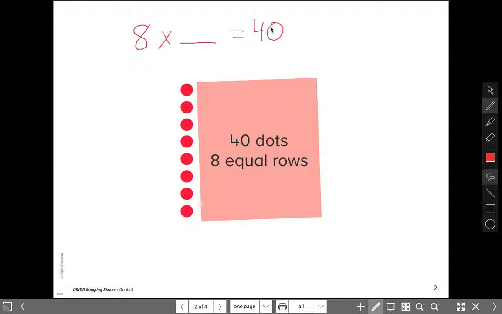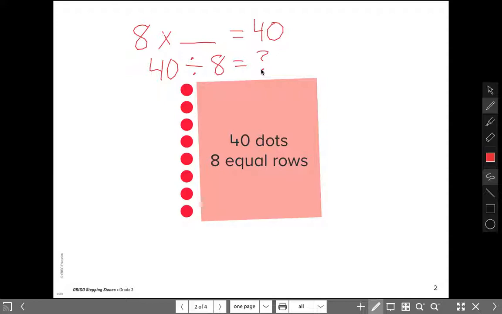Adam. 8 is not a division fact. Nehemiah. 40 divided by 8. 40 divided by 8. Good. My dividend is 40. My divisor is 8. I don't know my quotient. Nice job. Okay. So I know some number times 8 equals 40. Who can tell me what number times 8 equals 40?